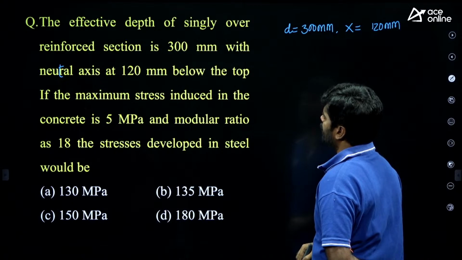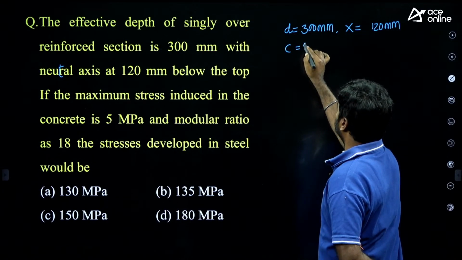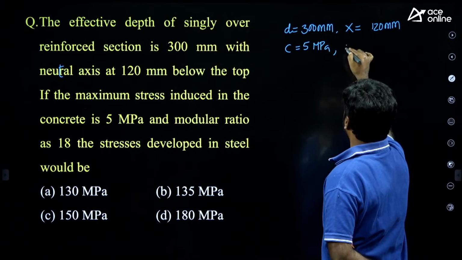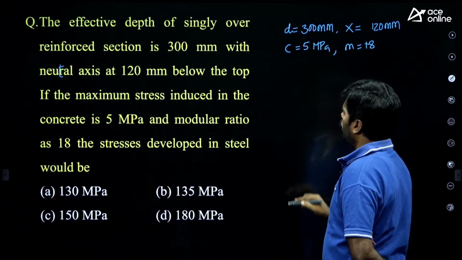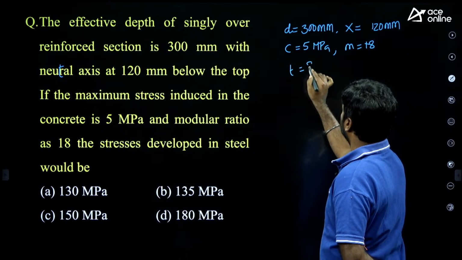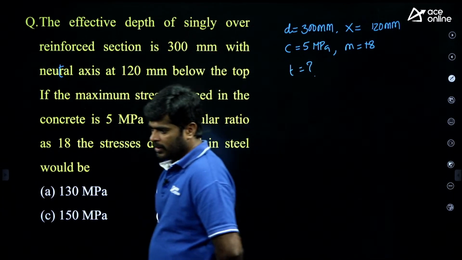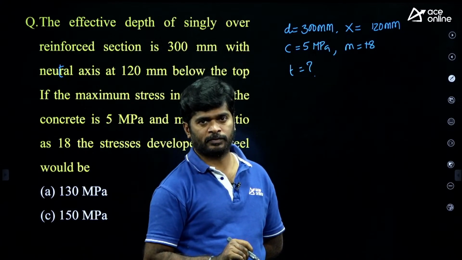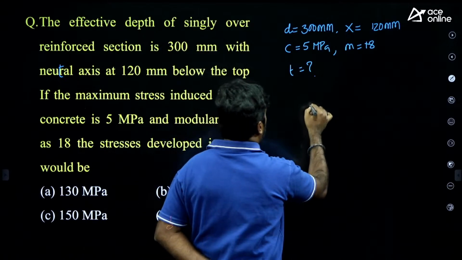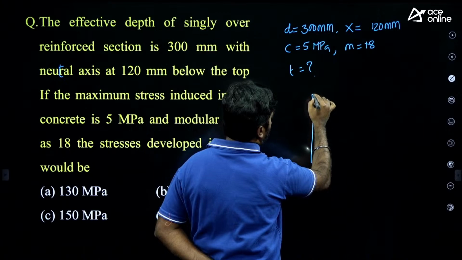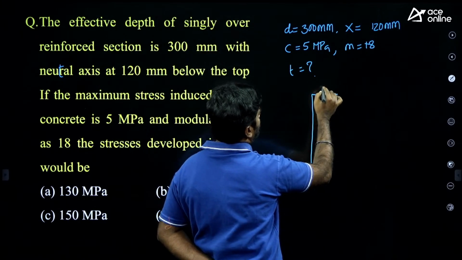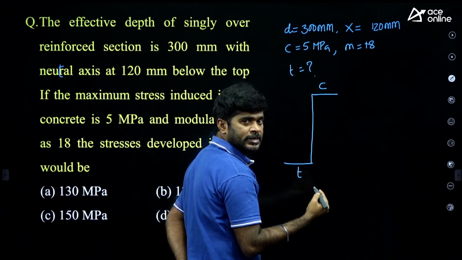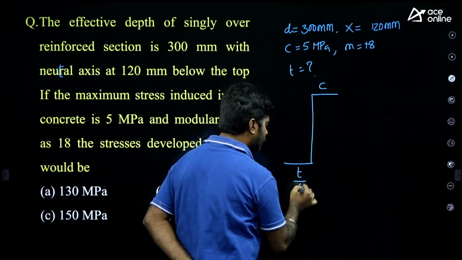If the maximum stress induced in the concrete is 5 megapascal, stress in concrete, maximum stress given 5 megapascal. And modular ratio given 18. Then what may be the stress developed in steel? My dear, if they ask this type of questions, better you can draw the stress diagram. Then it is convenient for you. Okay? Fine. Stress diagram for a singly reinforced beam looks like this. Maximum stress in concrete, let us write C. Stress in tension steel, write T. But we have to write stress in steel in terms of concrete. So T by M.